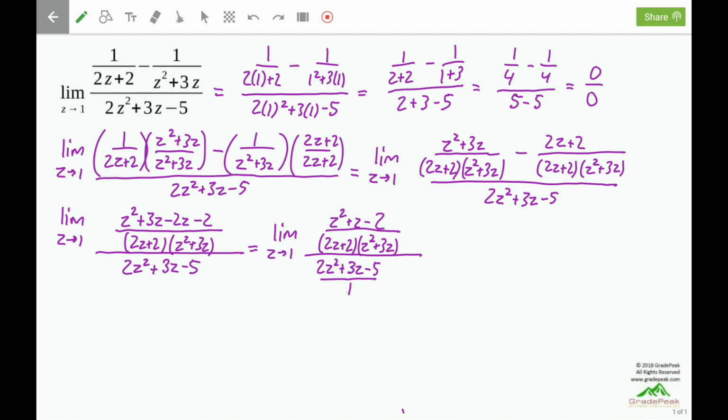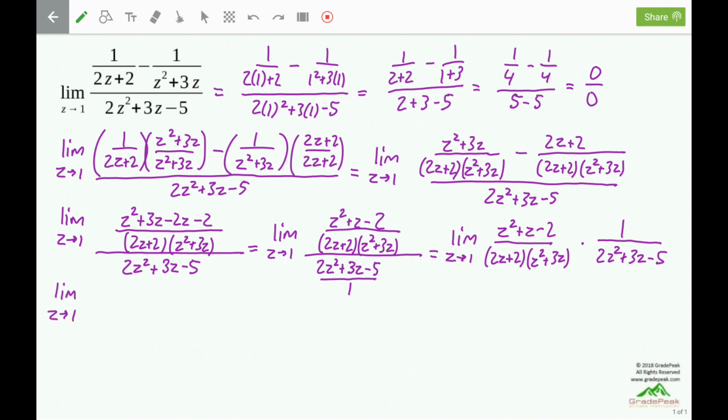We're going to now reciprocate the denominator. It's not a fraction, but I'm putting it over 1 so that it becomes a fraction, so that I can now reciprocate and multiply the denominator fraction with the numerator fraction. So z squared plus z minus 2 over 2z plus 2 times z squared plus 3z, multiplying with the reciprocal, which would then be 1 in the numerator, and 2z squared plus 3z minus 5 in the denominator. We can now multiply those out.